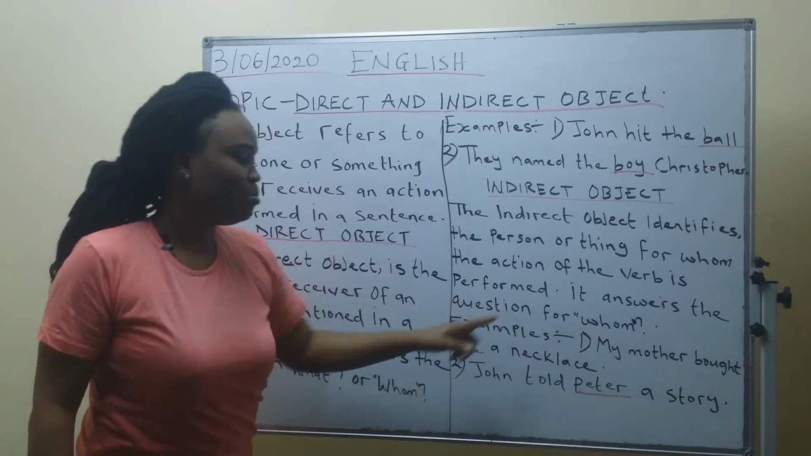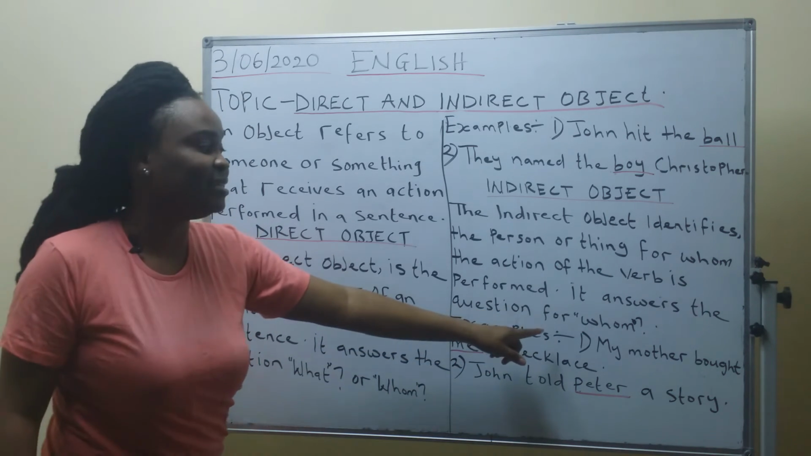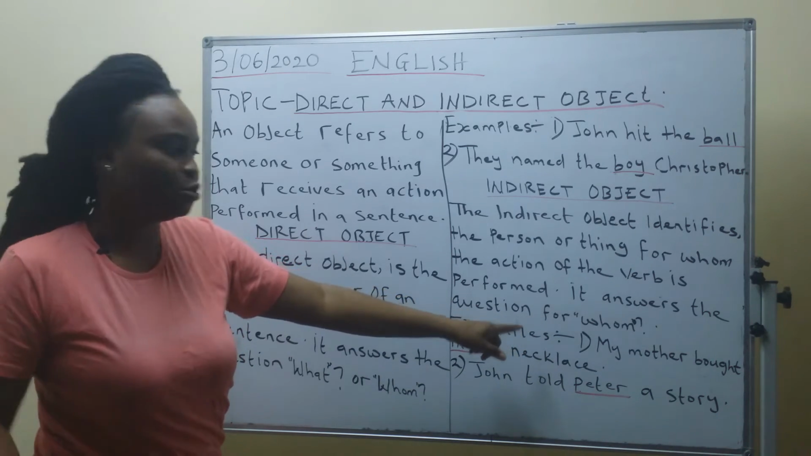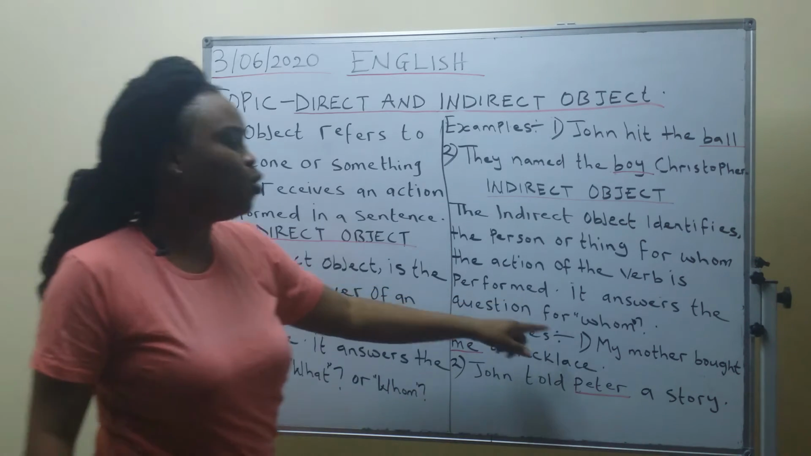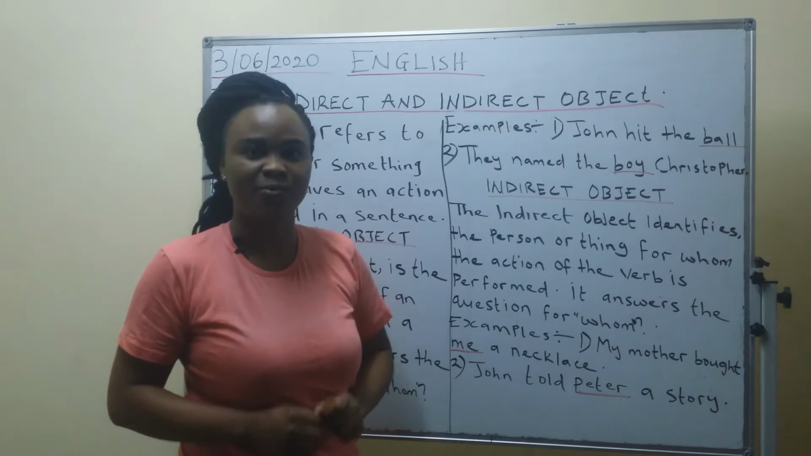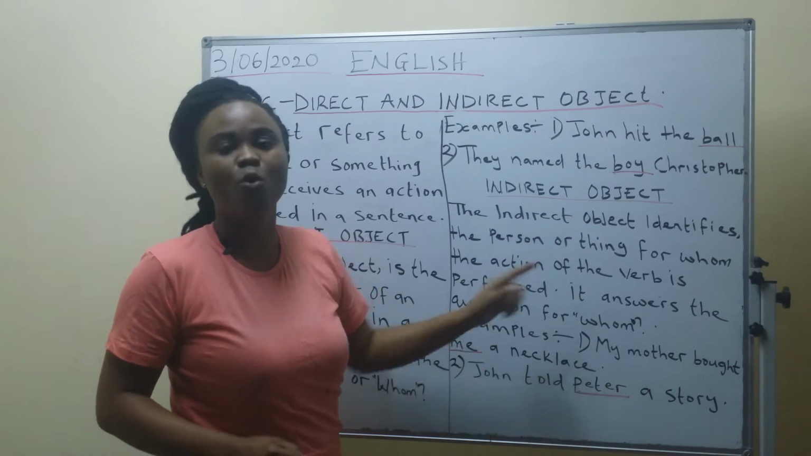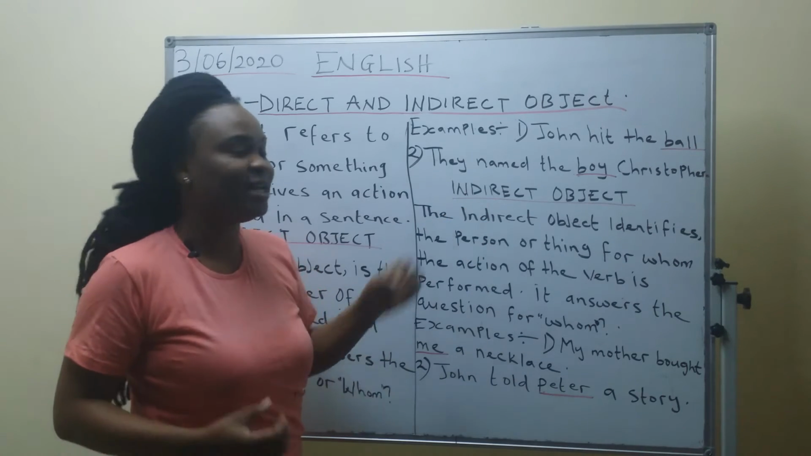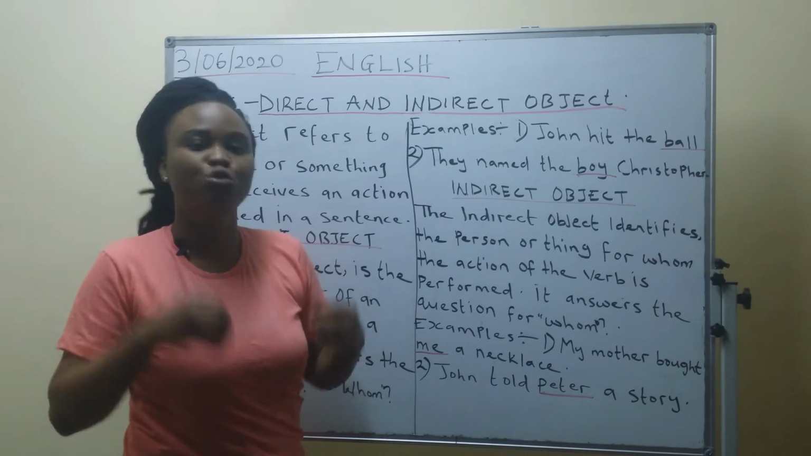My mother bought me a necklace. You see, if you look at this sentence, somebody bought a necklace for someone. So the person's mother bought her a necklace. So who did they buy a necklace for? That is why I said it answers the question for whom. Something must be done to someone or for someone with an indirect object. The object doesn't receive directly, but it receives through something.